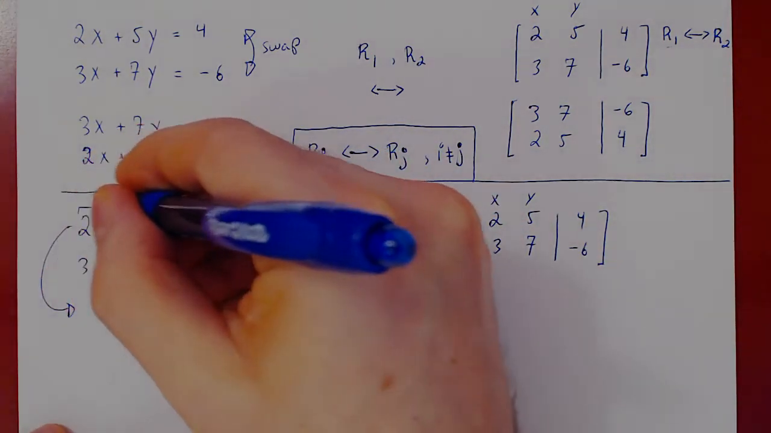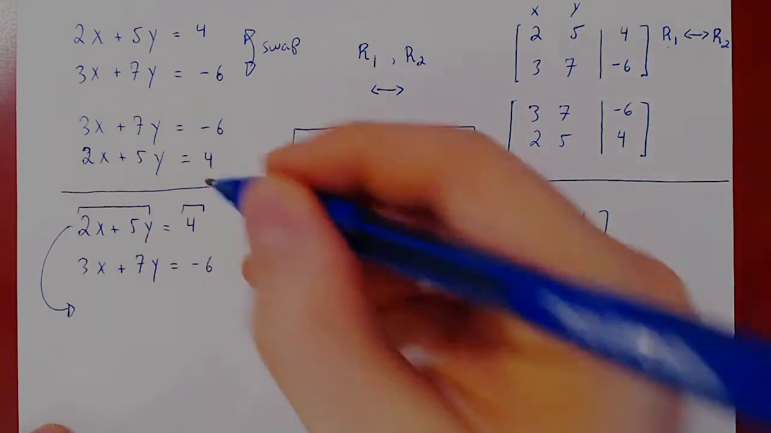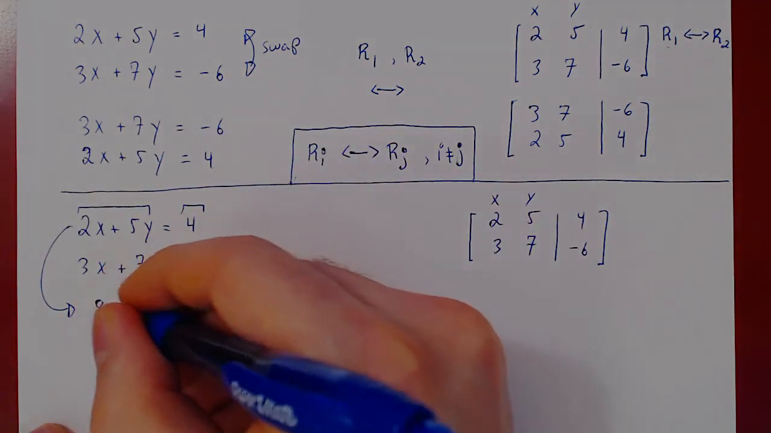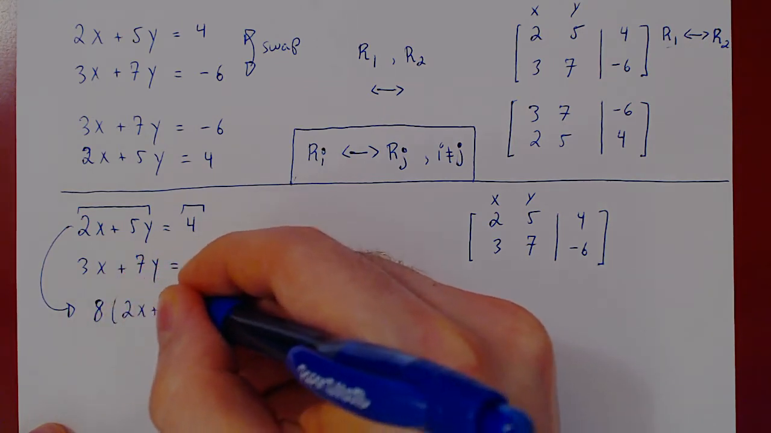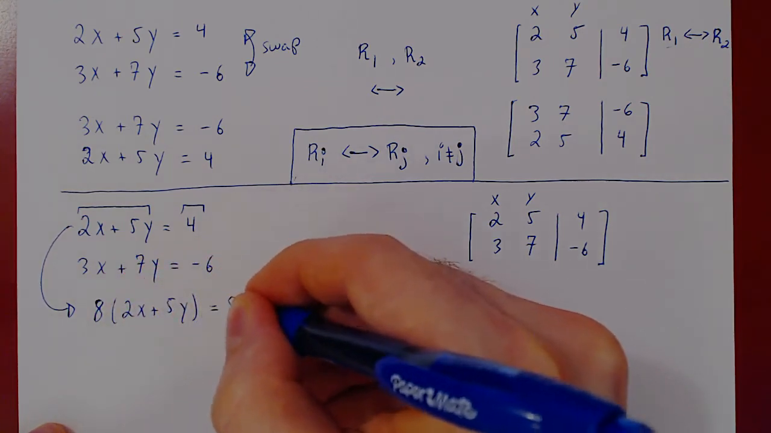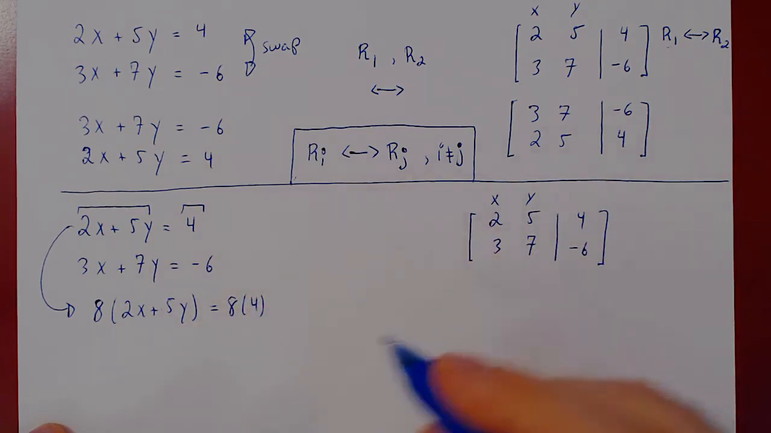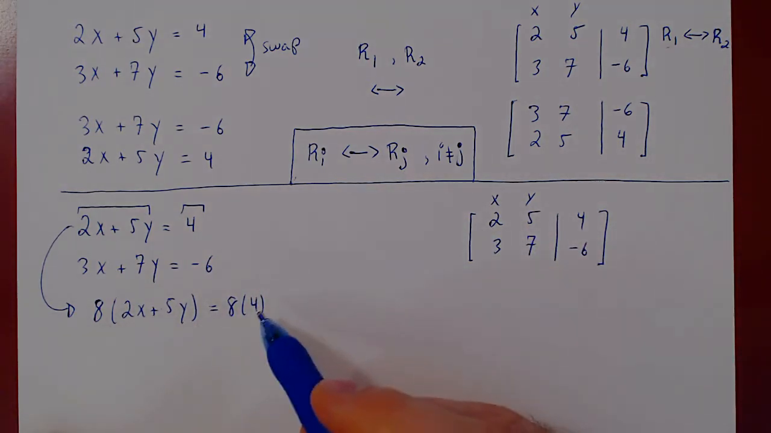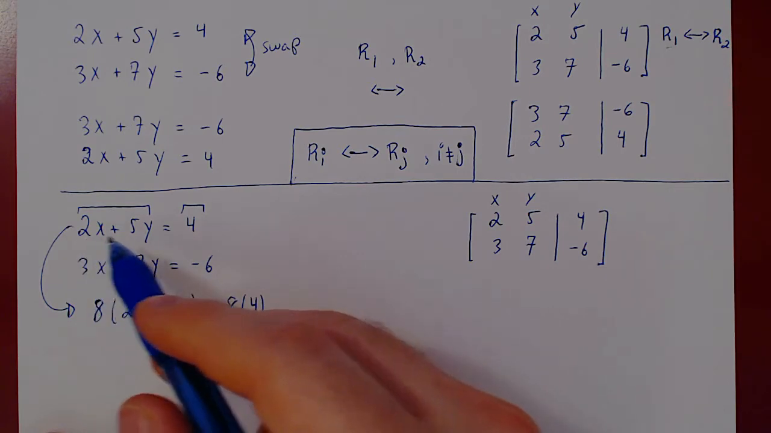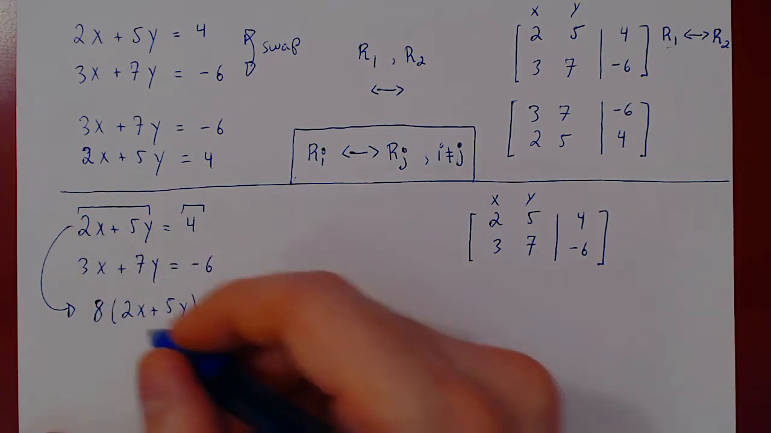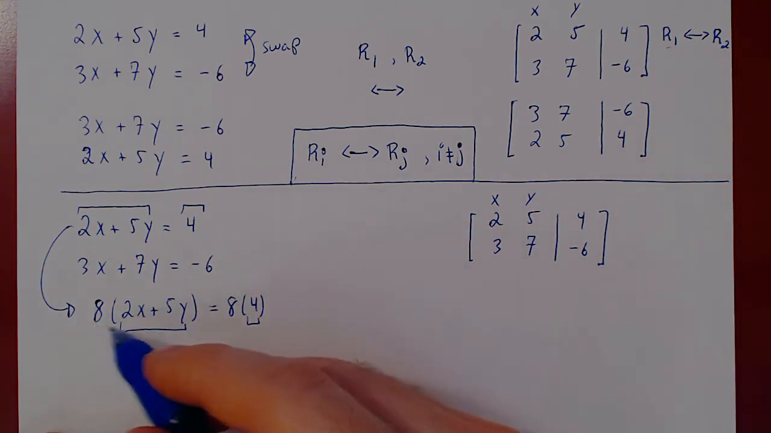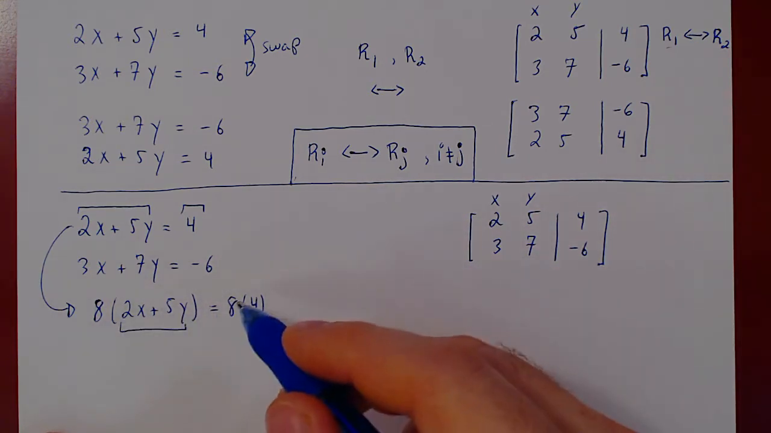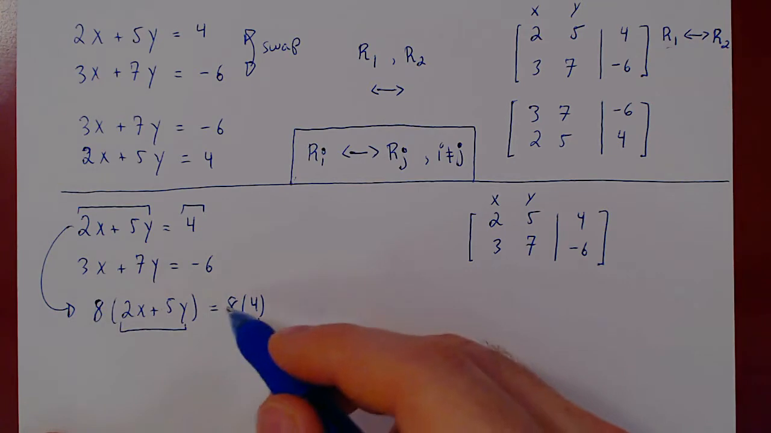Since 2x plus 5y is equal to 4, then I can do 8 times the left-hand side. 2x plus 5y equals 8 times the right-hand side, right? This is perfectly justifiable. If 2x plus 5y equals 4, then clearly I can multiply both sides by 8. And of course, 8 is an arbitrary choice here.